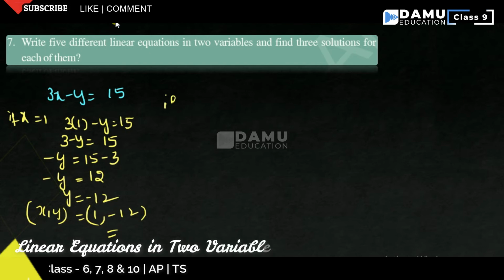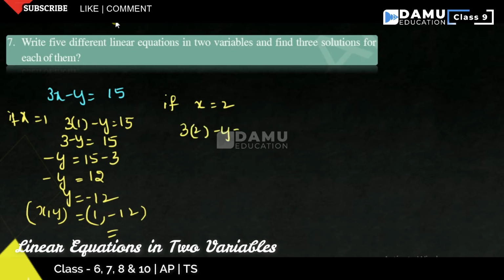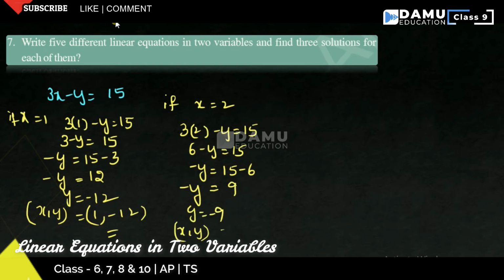So if x is equal to 2, then 3 into 2 minus y will be equal to 15. 3 2s are 6, minus y will be equal to 15. Then minus y will be equal to 15 minus 6, so 15 minus 6 is 9. Then y will be equal to minus 9. So x comma y will be x is equal to 2, y is equal to minus 9.